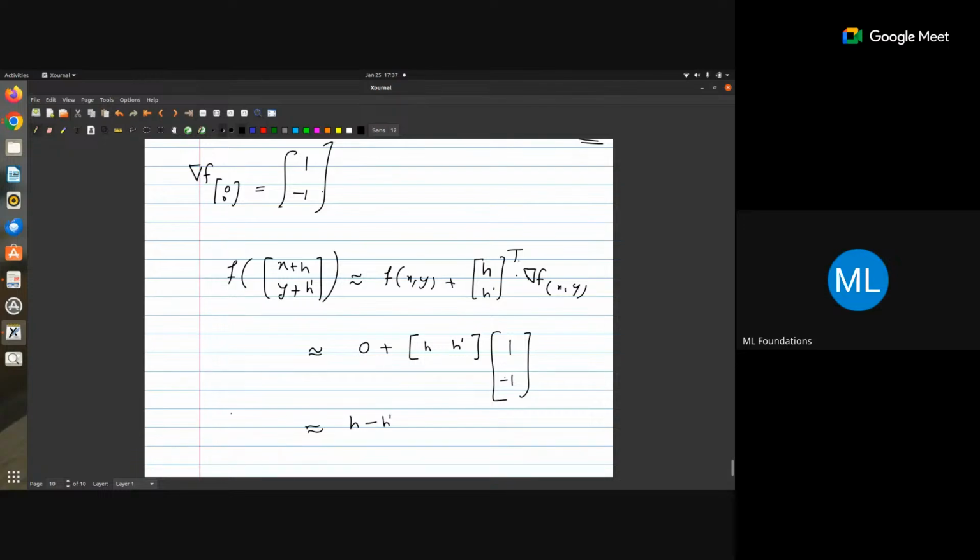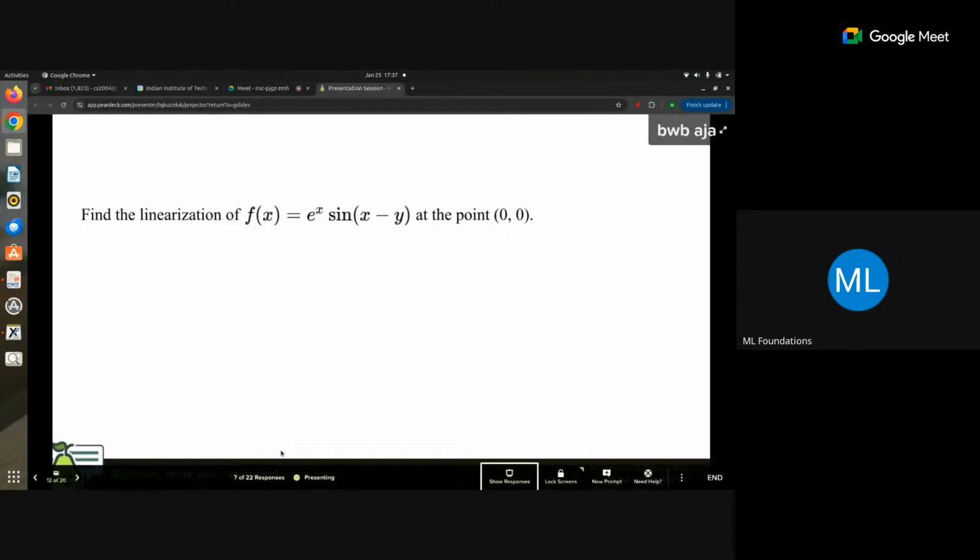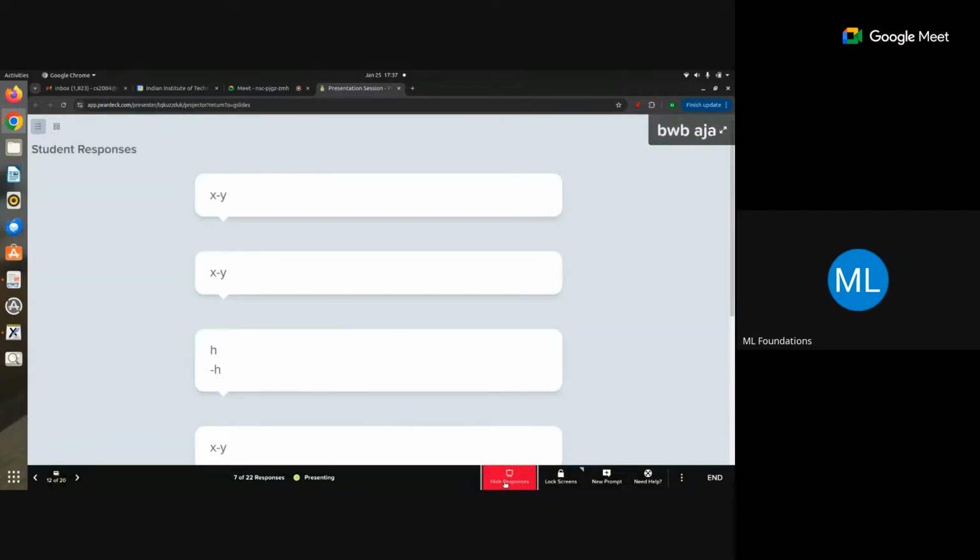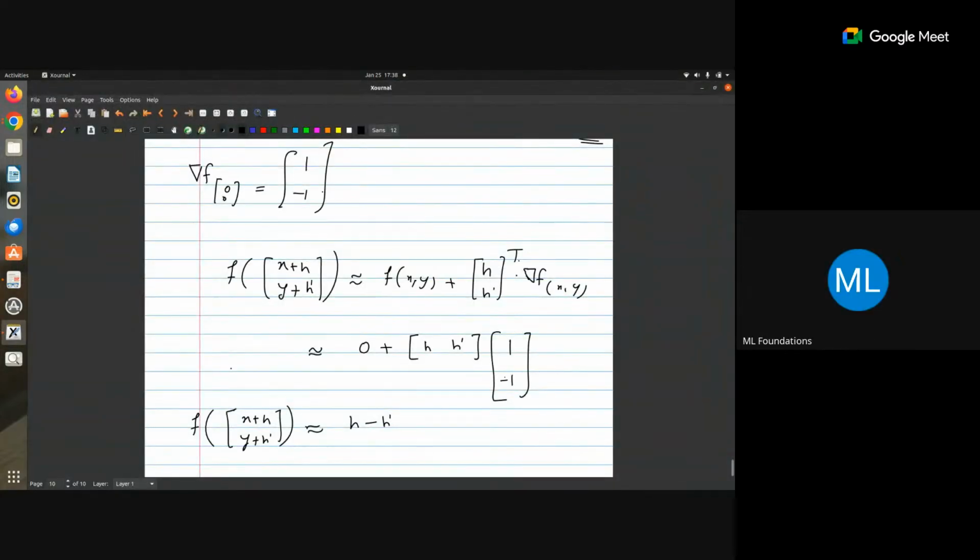I don't know what is used in the lectures, whether it is used like this or something else. I'm not sure. But if it is not there, what were your values here? What you found out? X minus y. Okay, h minus h is fine, this h prime basically.